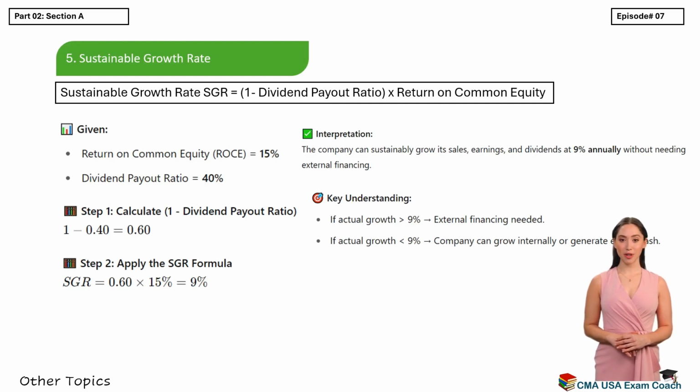Understanding the sustainable growth rate helps managers, investors, and analysts evaluate how aggressively a company can pursue growth while maintaining financial stability. In CMA exam questions, dividend payout ratio and return on common equity may not be given directly. You may have to calculate dividend payout ratio and ROCE separately before applying them into the SGR formula.